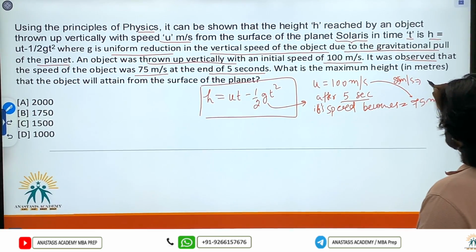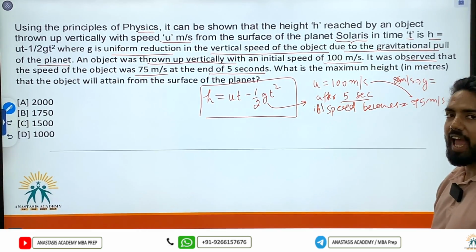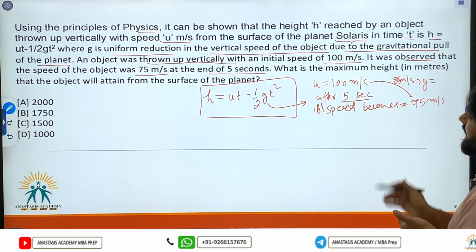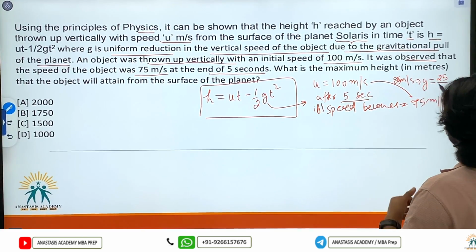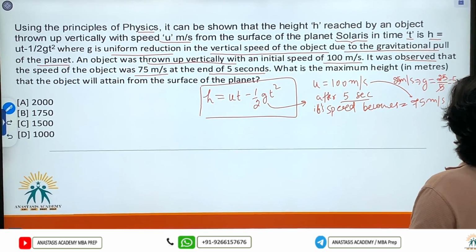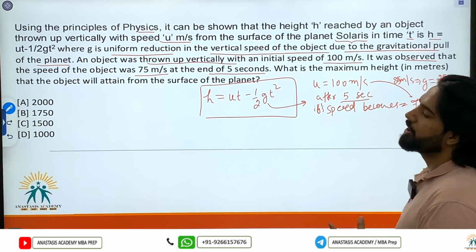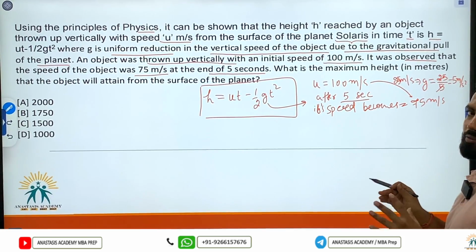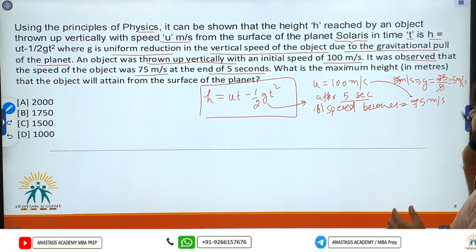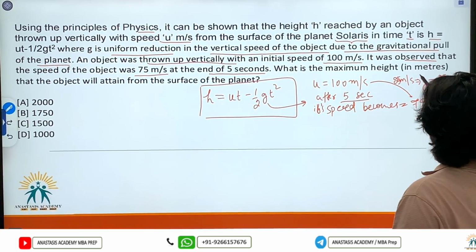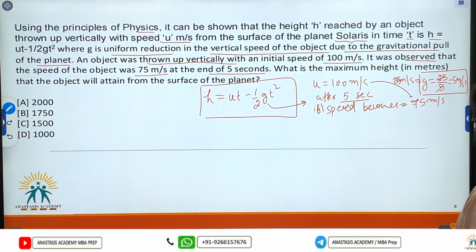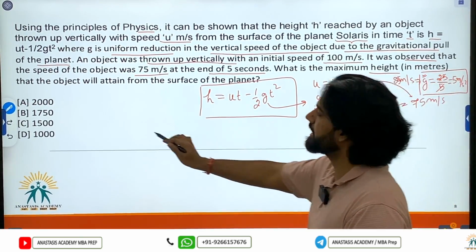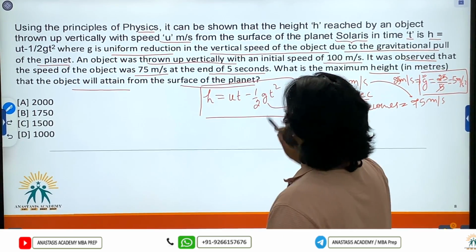So from here I can find the value of this constant g, because g is the uniform reduction in vertical speed, and how much is the uniform reduction? I know 25 meter per second has reduced in 5 seconds, so we can say 5 meter per second square is the uniform reduction, or we can say speed is reducing by 5 meters per second in 1 second. So from this information we find the value of this constant. Now what is the maximum height in meters that the object will attain from the surface of the planet?